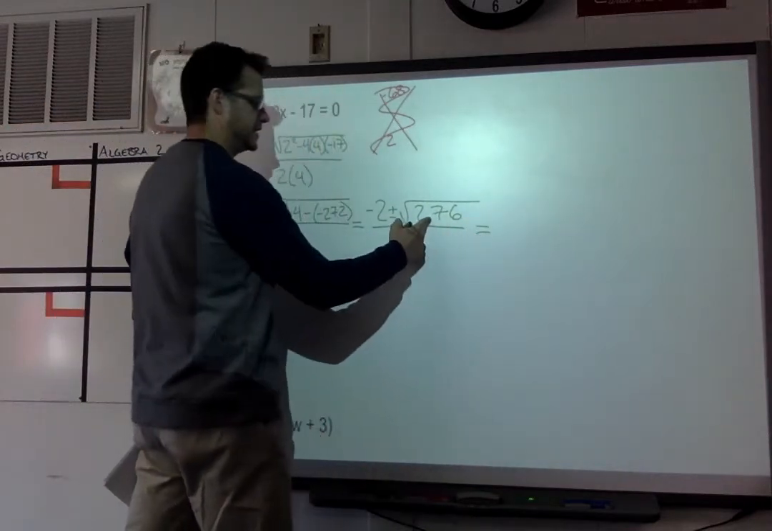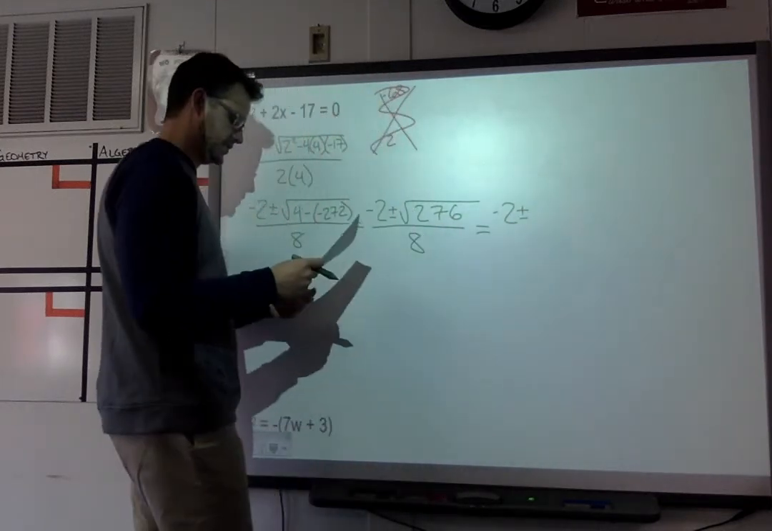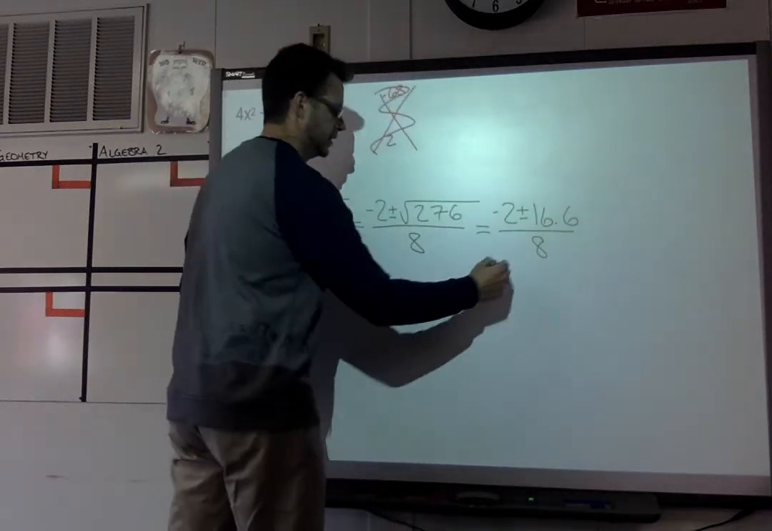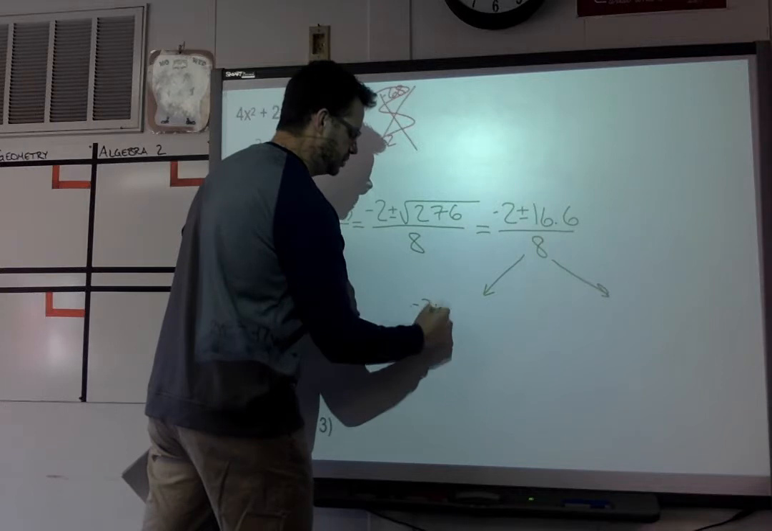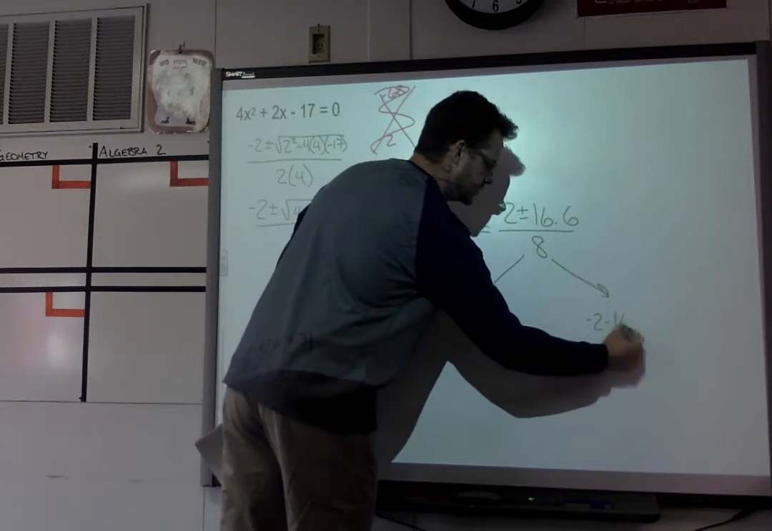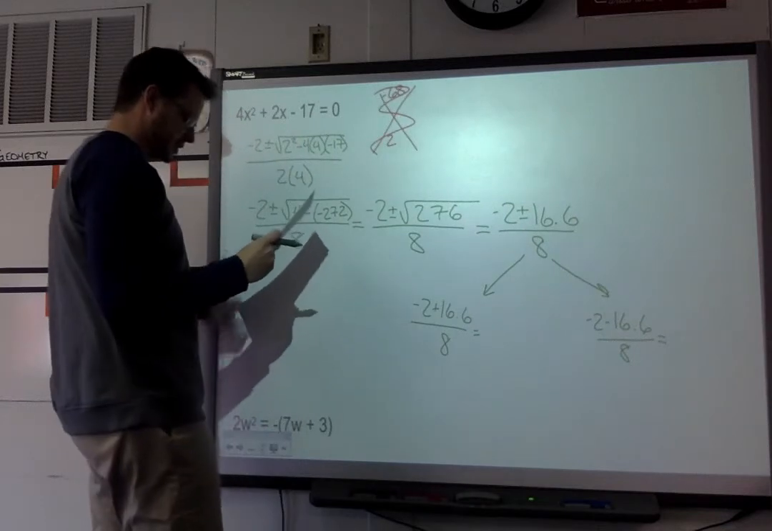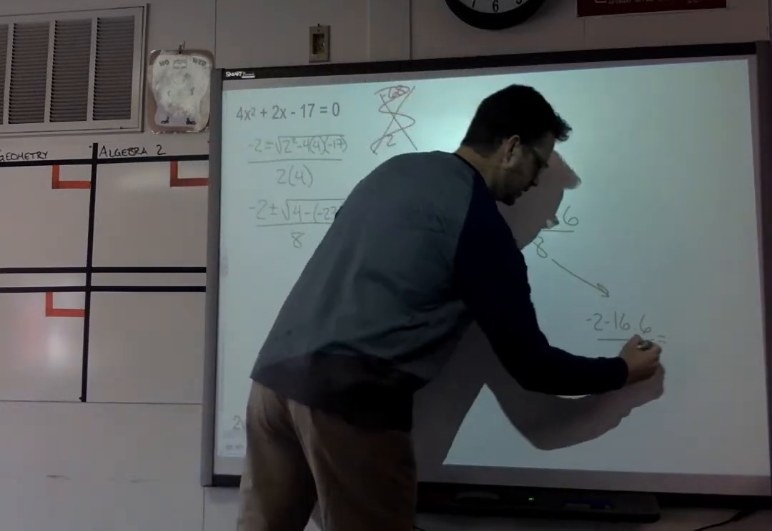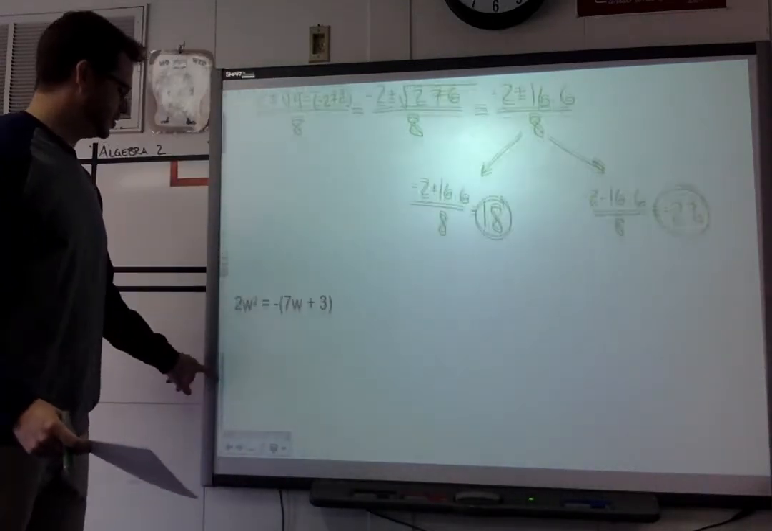So now again, we want to take that square root, even if it's not a perfect square. If it's not, we're going to round it to the nearest tenth, which in this case would be 16.6. And then we're going to break it into our two equations from here. So negative 2 plus 16.6 over 8, and negative 2 minus 16.6 over 8, which would give us solutions of 1.8 and negative 2.3. Now I'm going to do one more here.